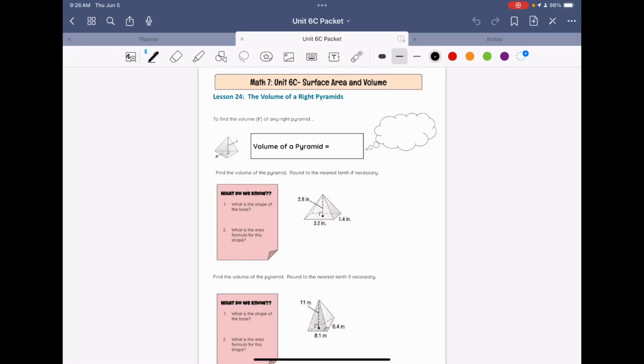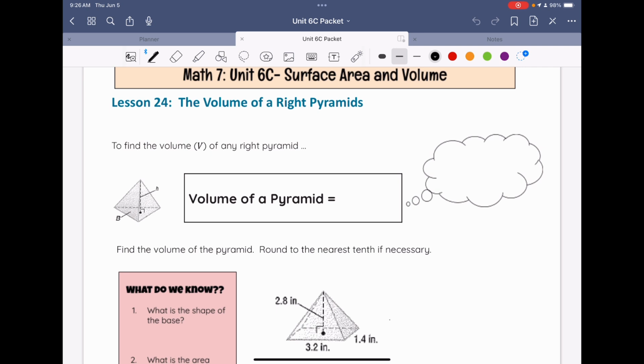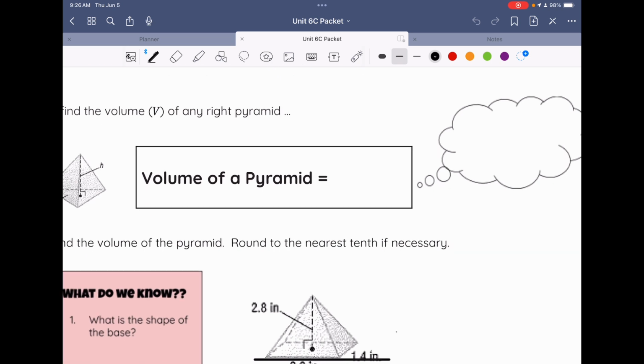Right, this is lesson 24, the volume of right pyramids. So last lesson we talked about the volume of our prisms. Today we're going to talk about the volume of a pyramid. So our formula is very similar, just adding another little piece to this. So for our formula, we've got to have 1/3 out in front, and then capital B times H.